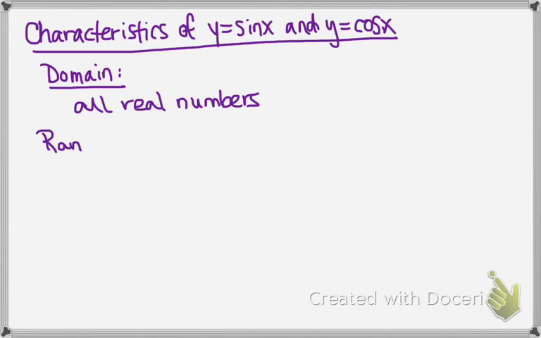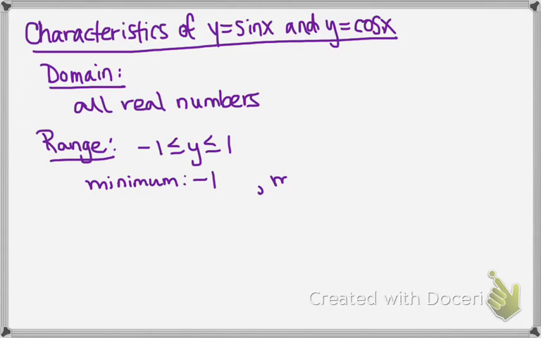We're also going to look at the range. The range, remember, is the y values. So the range in both the sine and the cosine will always be between -1 and 1. That's what the sine and cosine will always equal, some number between -1 and 1, meaning that the minimum is going to be -1. The maximum is going to be +1.